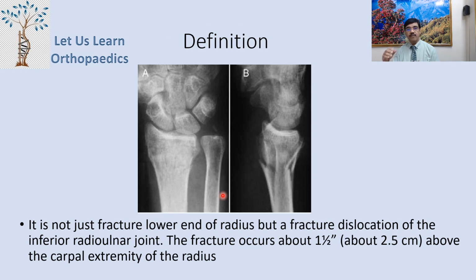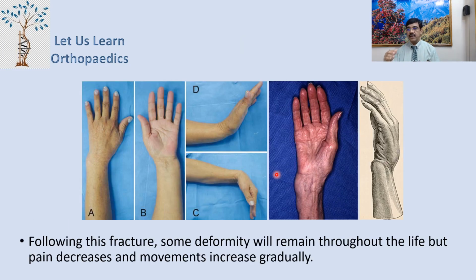Now if you want to define Colles fracture, it is not just a fracture of the lower end of the radius, but a fracture dislocation of the inferior radioulnar joint. The fracture occurs about 1.5 inch proximal to the carpal extremity of the radius. Following this fracture, some deformity will remain throughout life, but the pain decreases and the movement increases gradually.